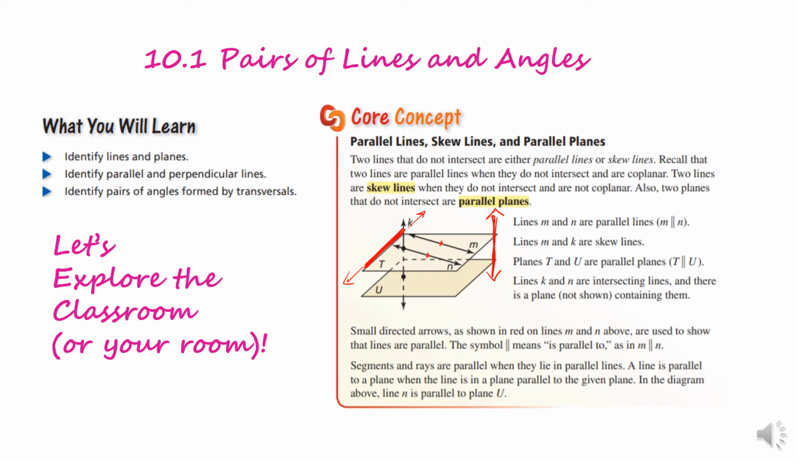They give you some examples here, but I want you to look around your room and see. So this would be the ceiling and then the opposite corner. Those are good examples. So you can look around and see things and identify them.